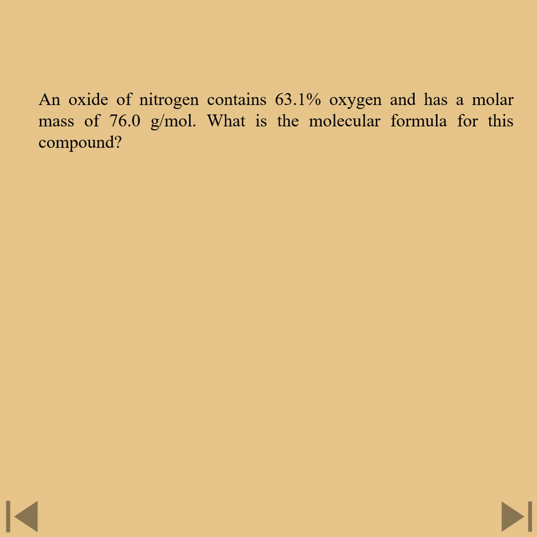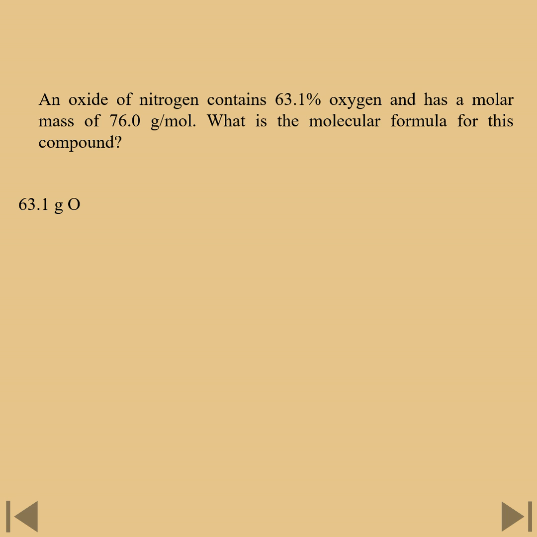We're told an oxide of nitrogen contains 63.1% oxygen and has a molar mass of 76.0 grams per mole, and we're asked for the actual formula. Well, if you're given the molar mass, we can determine if the empirical formula is the actual formula. Okay, well, we're going to get that 63.1% of oxygen and turn that to 63.1 grams of oxygen.